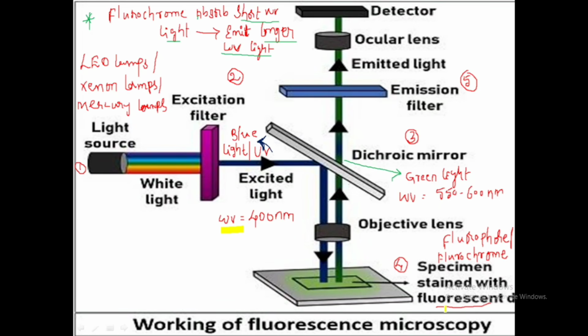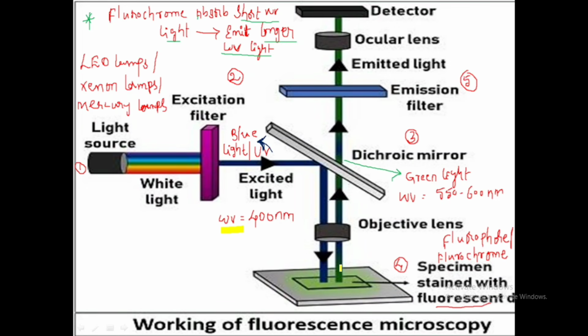The sample is stained with the fluorescent dye, fluorophore or fluorochrome. The sample absorbs this blue light, then immediately the fluorophore emits another light. Remember, fluorophores or fluorochromes emit light of another color. Here the color is green. The green light has a longer wavelength and is low intensity light. Remember, this is very special. You can see the arrow mark going in the upward direction.